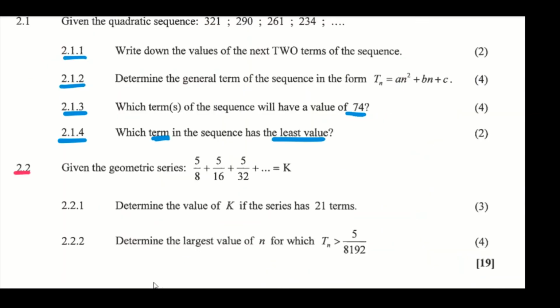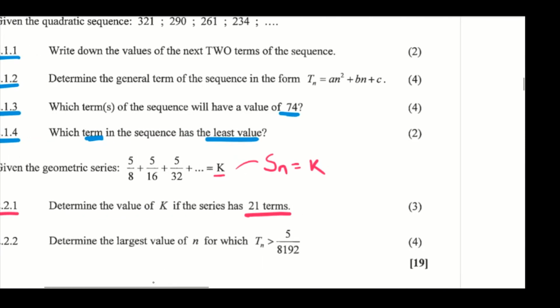Going to 2.2, we are given this geometric series of 5 over 8 plus 5 over 16 plus 5 over 32 plus, going up until it gives us a sum of k. So this is the sum, Sn, which is equal to k. 2.2.1 says determine the value of k if the series has 21 terms. So you know that the sum is equal to k. We're just going to use the geometric series equation to find the specific value of k.